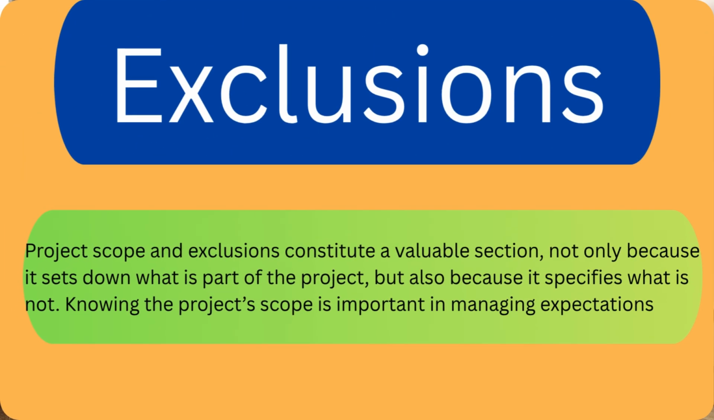Now, we have specified the project objectives in our project brief. You now need to specify the project scope and exclusions. So let's go through the project scope and exclusions. Project scope and exclusions constitute a valuable section, not only because it sets down what is part of the project, but also because it specifies what is not. So you should be very clear in terms of what is in scope and what is not in scope. That is very, very important during the startup of the project.